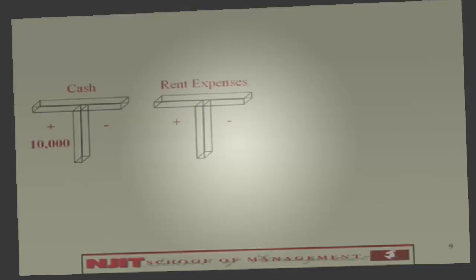The two accounts that are impacted are cash and rent expense. Cash, asset, plus minus. Rent expense, asset, plus minus. And cash had 10,000 balance from the prior transaction. So what do you do? Cash minus 4,000. So you put 4,000 on the right. Rent expense plus 4,000. So you put 4,000 on the left. Looks like this.